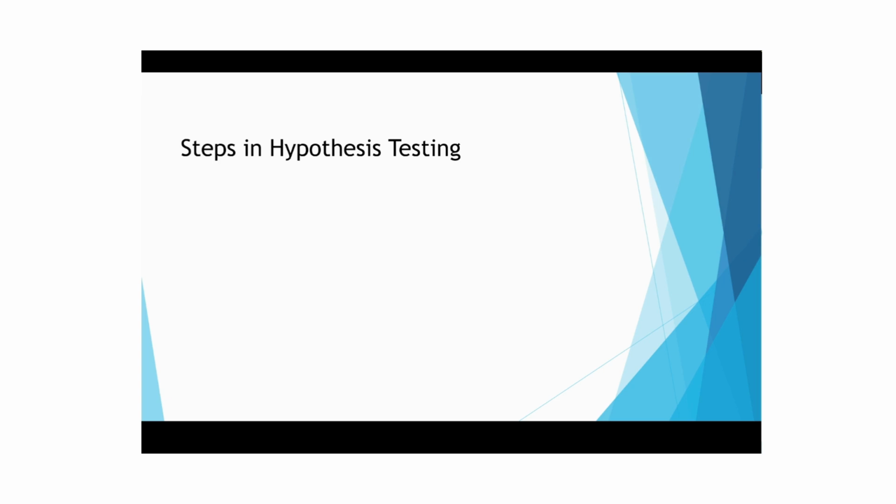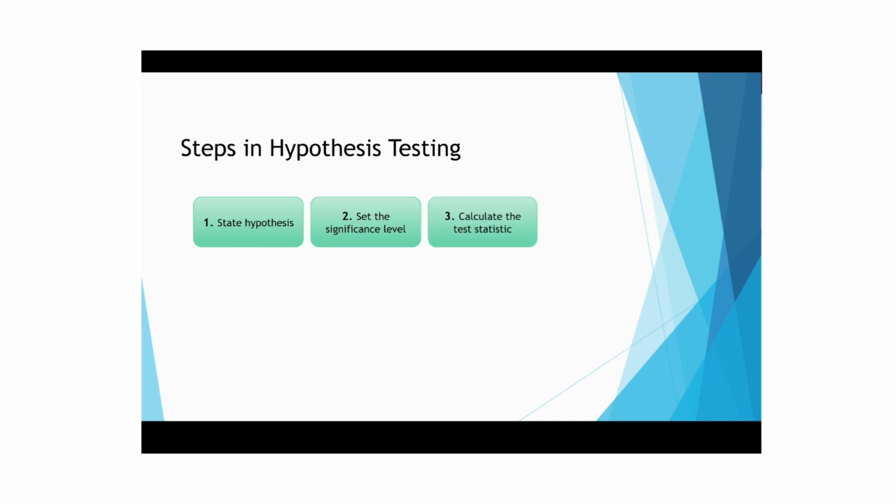So let's go through the steps involved in hypothesis testing. There are 6 main steps in the process. Step 1 is we state the hypothesis, where we clearly define both the null and the alternative hypothesis. This sets up exactly what we are testing for. Step 2, we set the significance level, which is usually denoted by alpha. This is the threshold we use to decide whether to reject the null hypothesis. Usually it's set around 5%.